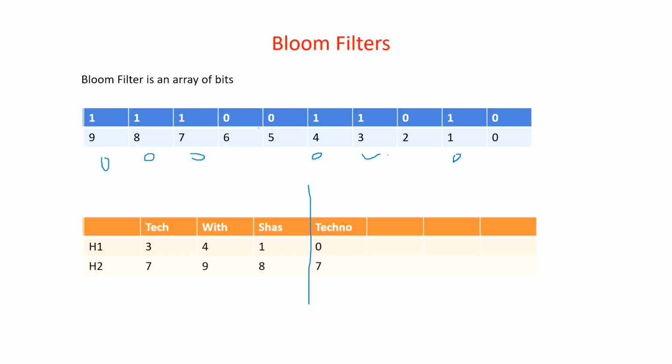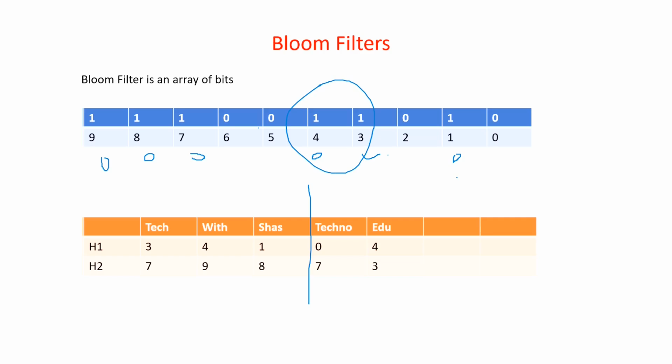Similarly, let's see a second example where we are searching edu, right? When we search edu, we get the hash function values as 4 and 3. So now you can see 4 and 3 both have 1, right?